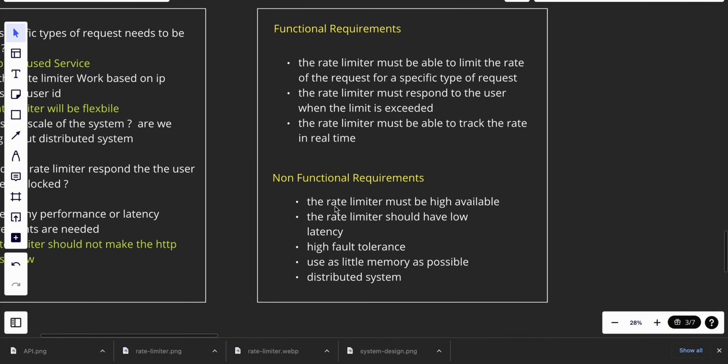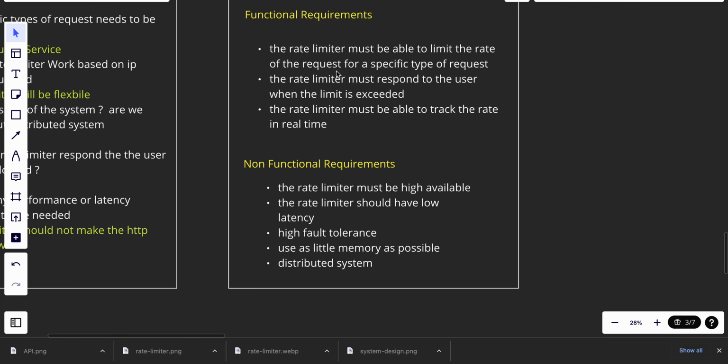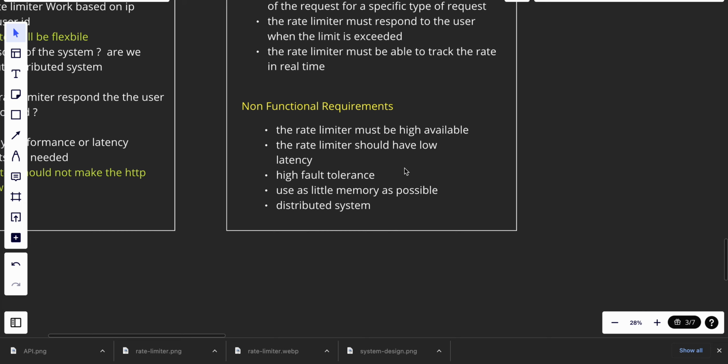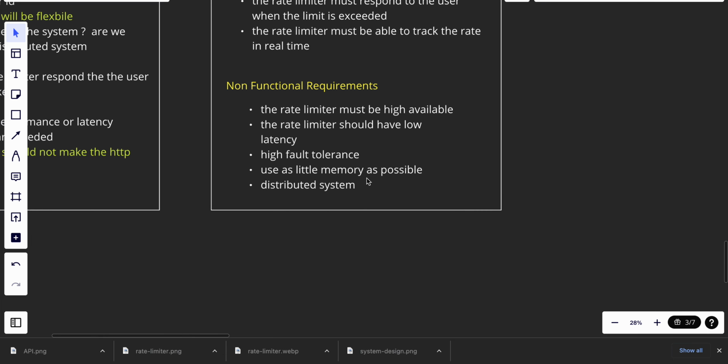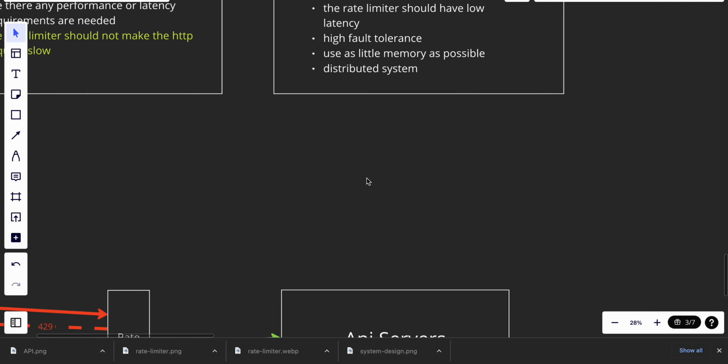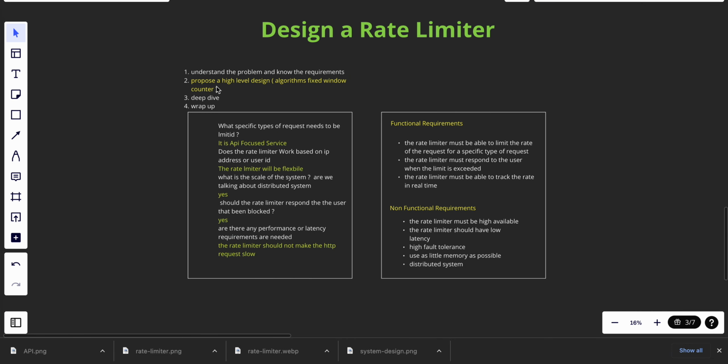From these questions, we got the functional and non-functional requirements. The functional requirements: the rate limiter must be able to limit the rate of requests for a specific type of request, it must respond to the user when the limit is exceeded, and it must be able to track the rate in real time. The non-functional requirements: the rate limiter should have high availability, low latency, and high fault tolerance. If the rate limiter has any problem, the server should continue working, not crash. Use as little memory as possible, because we don't want to use all the memory for the rate limiter. And it should work in a distributed system.